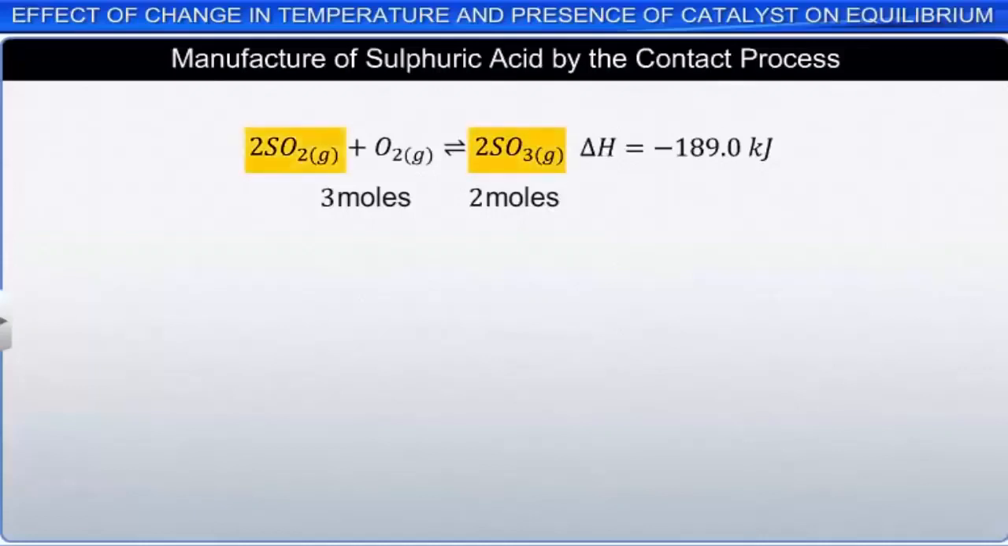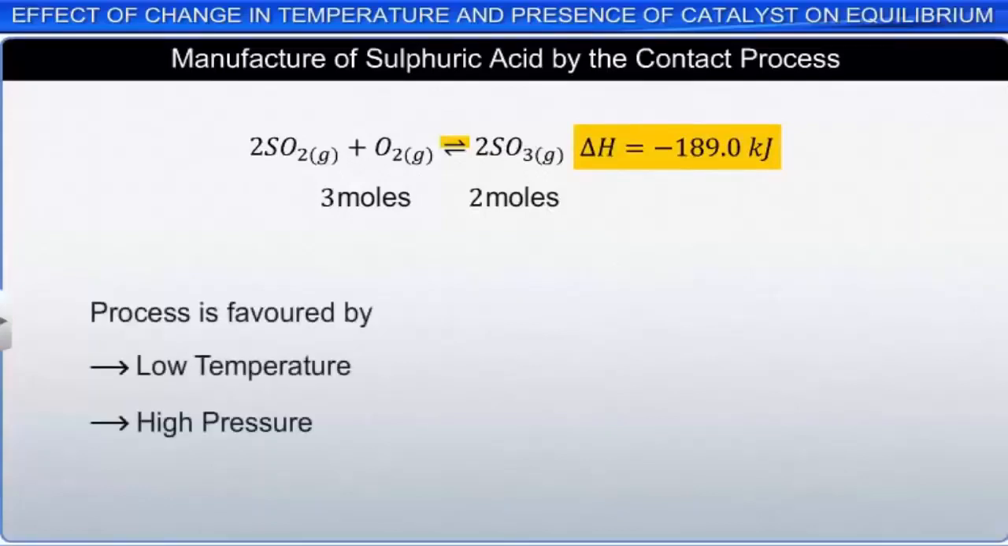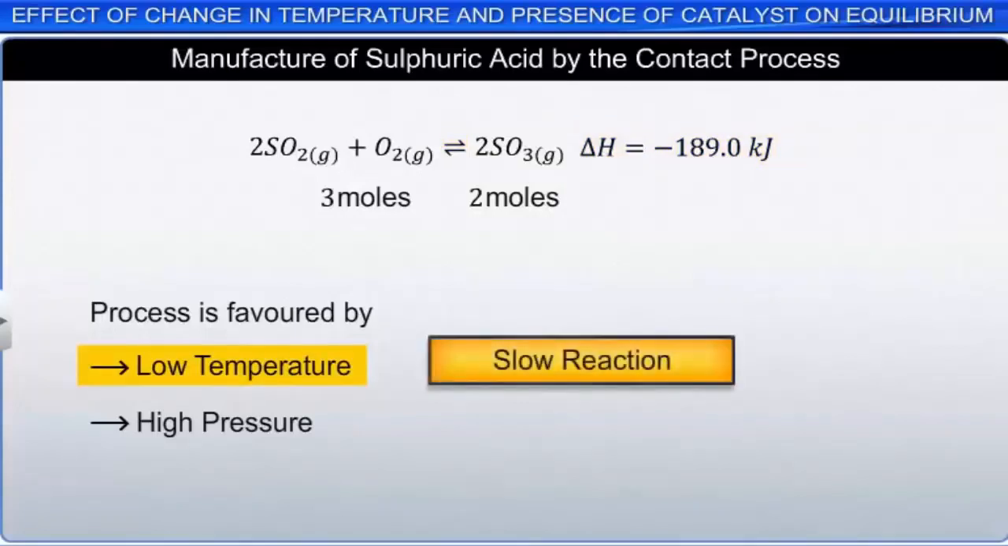The forward reaction leading to the formation of sulfur trioxide is an exothermic reaction, involving a decrease in the number of moles. Thus, according to Le Chatelier's principle, low temperature and high pressure favors the formation of sulfur trioxide. However, at low temperature, the reaction is very slow, while at high pressure, the tanks used in the synthesis get corroded.